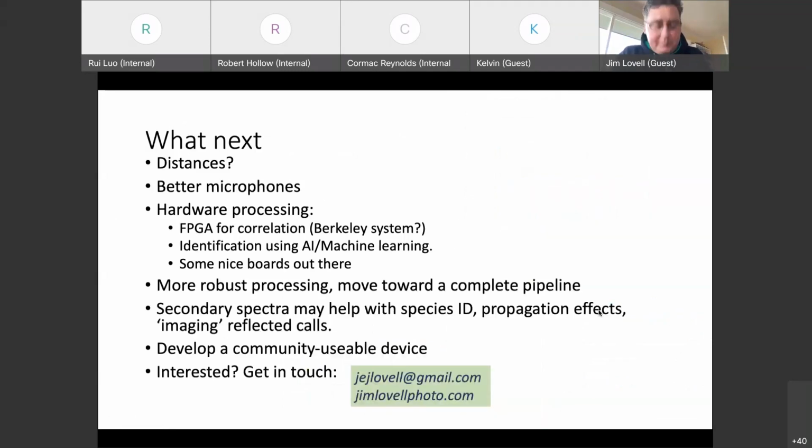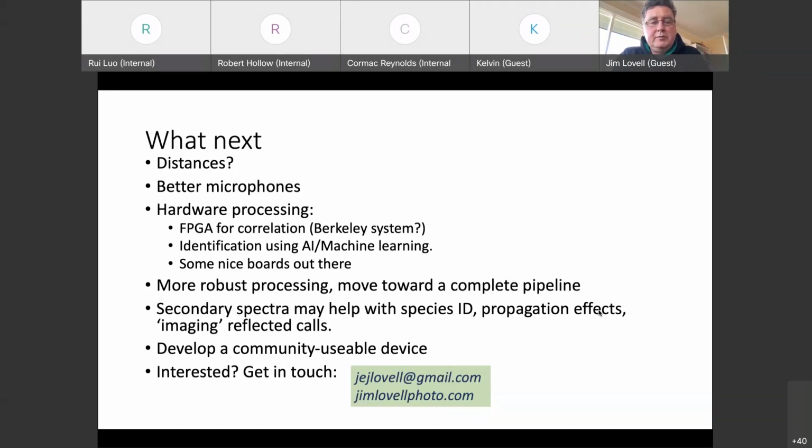So what next? I want to continue on this distance measurement. The microphones I've been using are actually only rated up to 20 kilohertz, and I'm using them up to about 64 at the moment. So I need some ultrasonic microphones to better do the bats. I'm thinking about hardware processing, so FPGAs to do real-time correlation, so you get correlated data out. Maybe even some AI on board to do identifications in real time as well. There are some nice boards out there that can be used, and the Berkeley system may be a good one to use for the FPGA system.